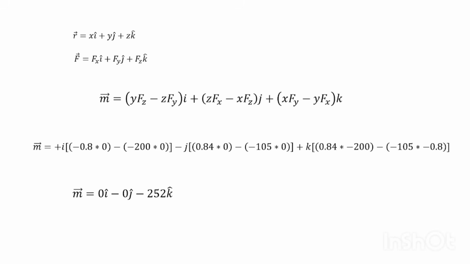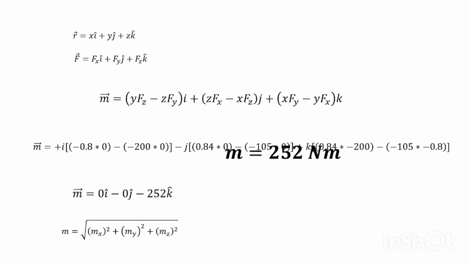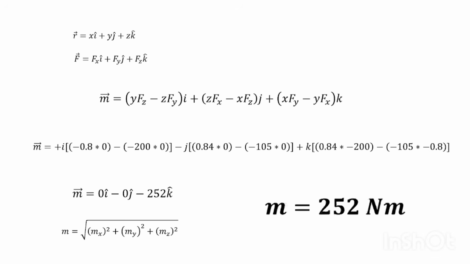If you do that, you get your value for the moment to be 0i minus 0j minus 252k. To find the magnitude of the moment, you apply the simple formula used to find magnitude, and you get our moment to be 252 Newton meters. So that's that about moment. For this problem, we've answered all the questions that were given. We calculated the resultant force, the angle it's making, and we calculated moments.